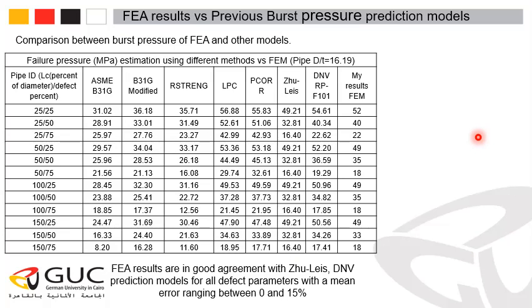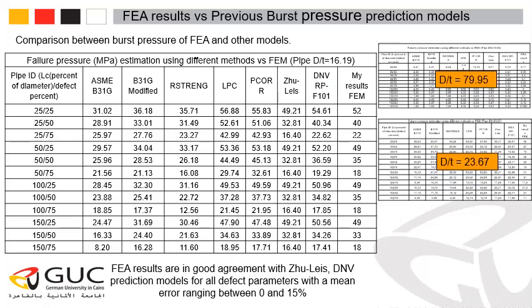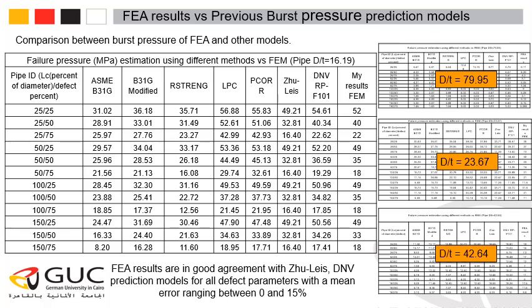Now, I made a comparison between the results obtained from the finite element and previous prediction models. The finite element analysis results are in good agreement with the last solution given by Lees and the DNV, with a mean error ranging from 0 to 15%, and similar results are provided for the other pipes too.